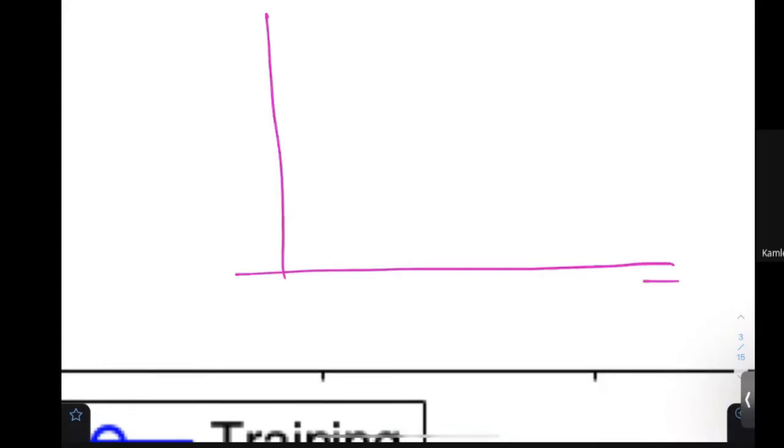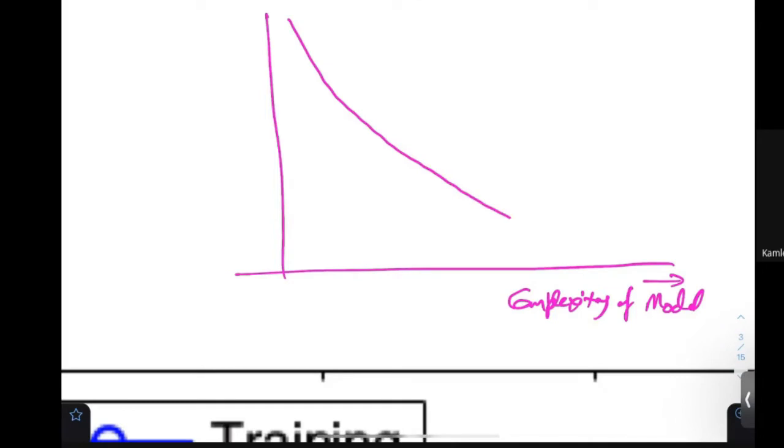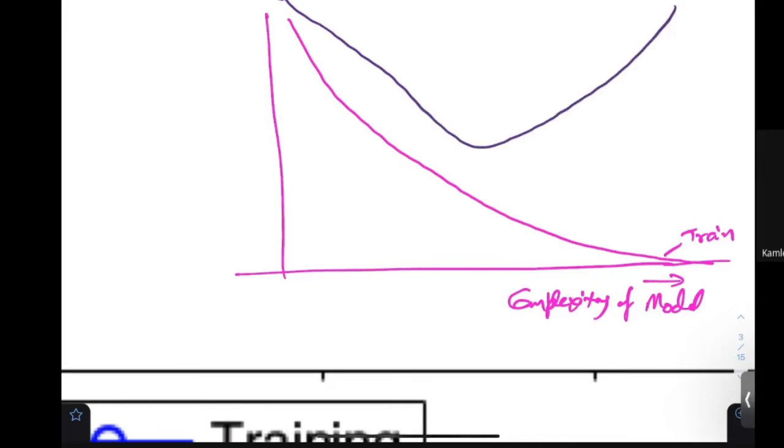when I increase the complexity of the model, complexity of model means power of the model, my training error is going to reduce, and after some time it is going to be 0 training error. But the testing error, which is actually higher, can go down, and after some time it increases. Why does it happen? Because after some time my model becomes specific to that particular example only.